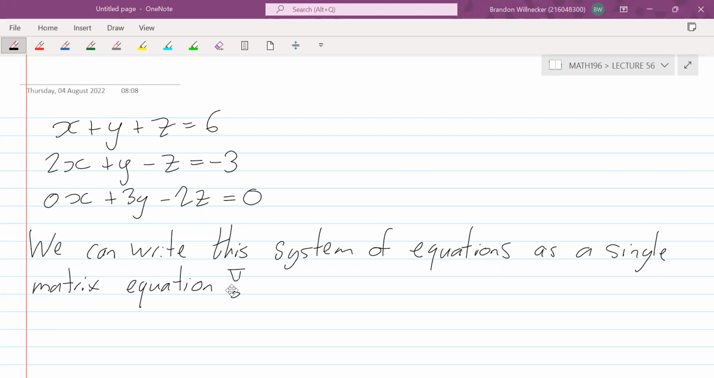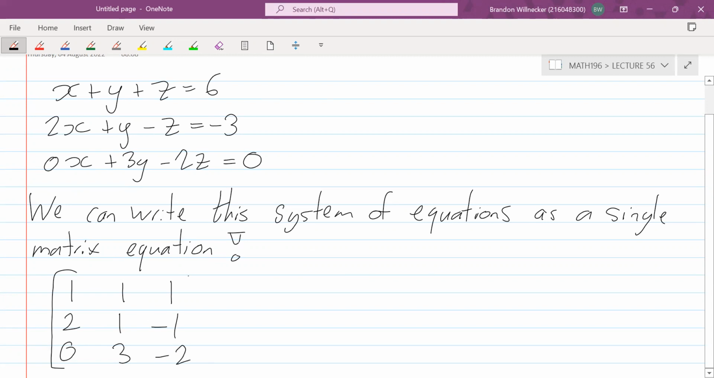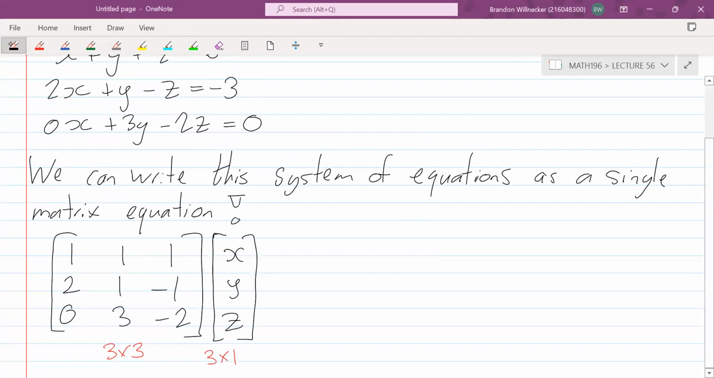Well, remember how matrix multiplication works. You do the dot product with the rows and the columns of A and B if we're multiplying them. So take a look at this matrix multiplication here. Okay, if I have 1, 1, 1, 2, 1, minus 1, 0, 3, minus 2 as a matrix, so these are the coefficients of the unknowns x, y, z. If I take this matrix and I multiply it by x, y, z as a 3 by 1 matrix, so we've got a 3 by 3 matrix, we've got a 3 by 1 matrix. Let's multiply this out and see what we get.